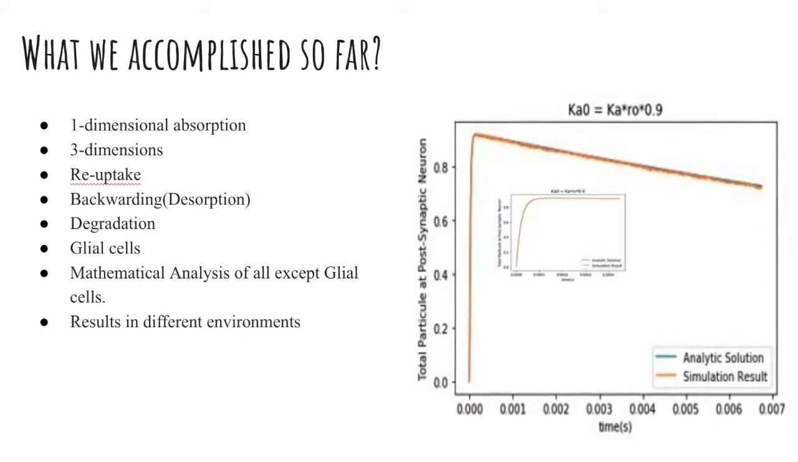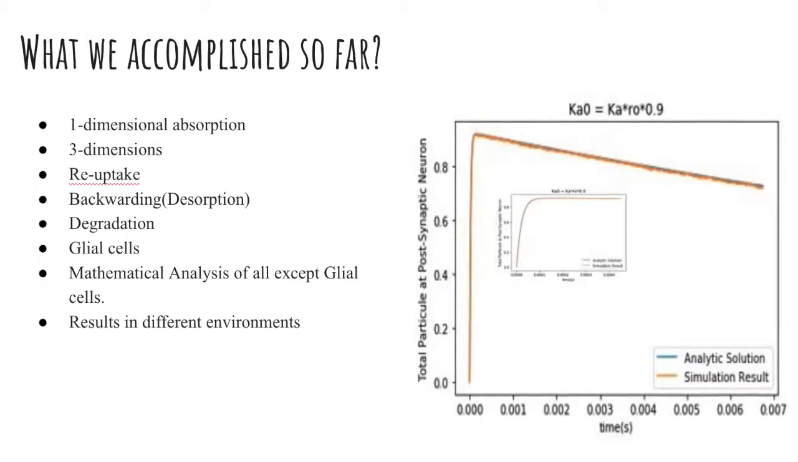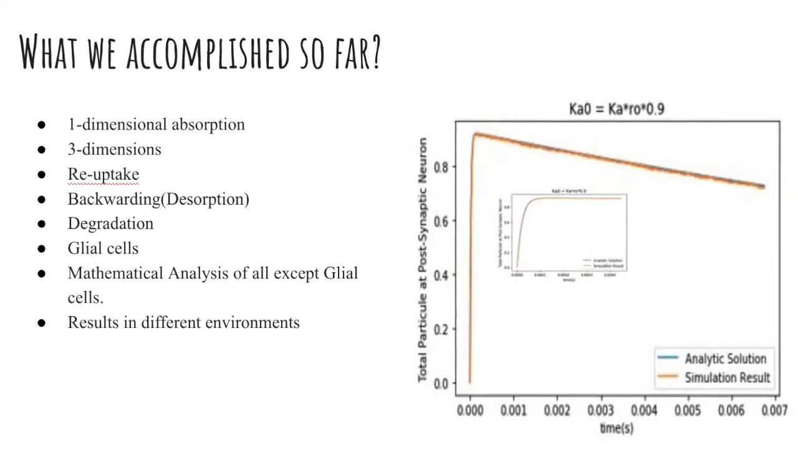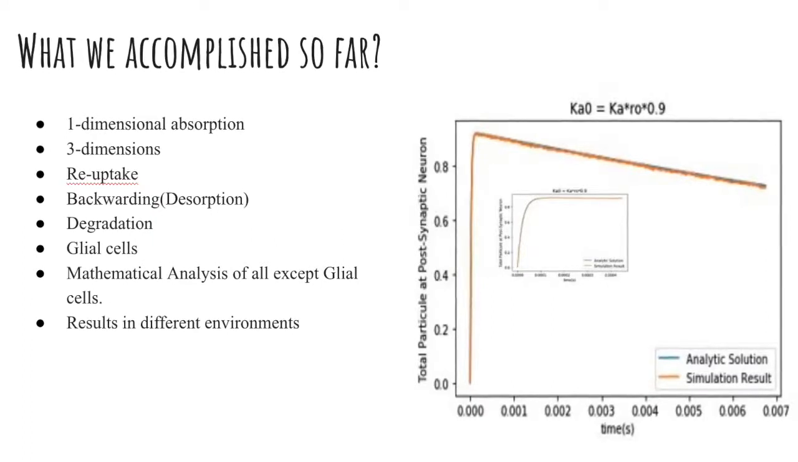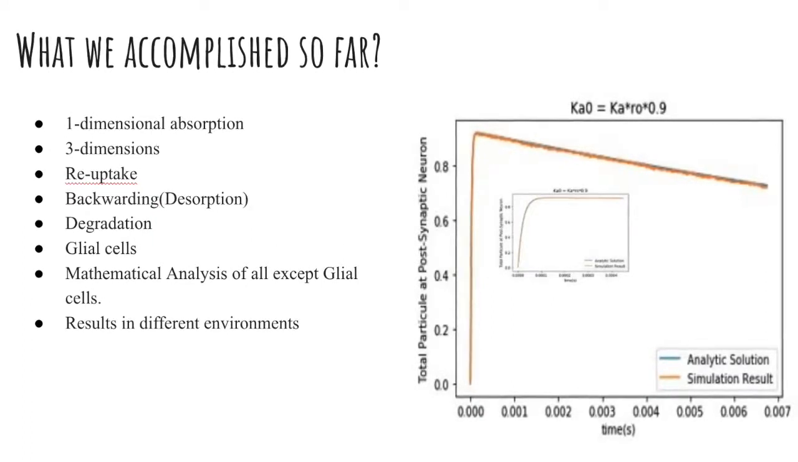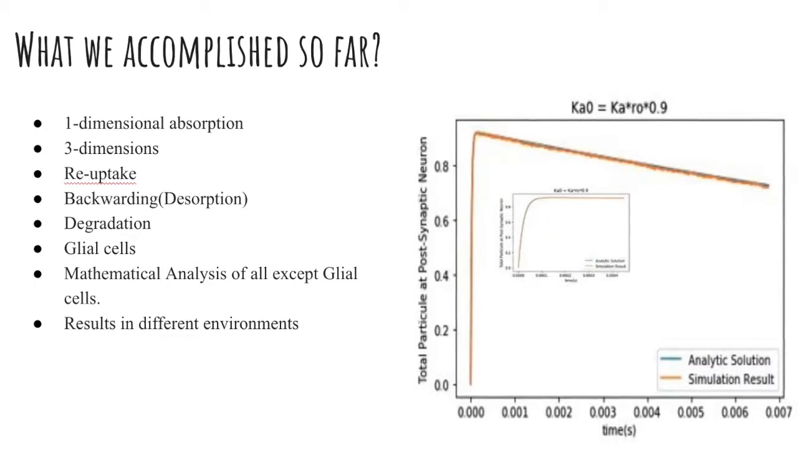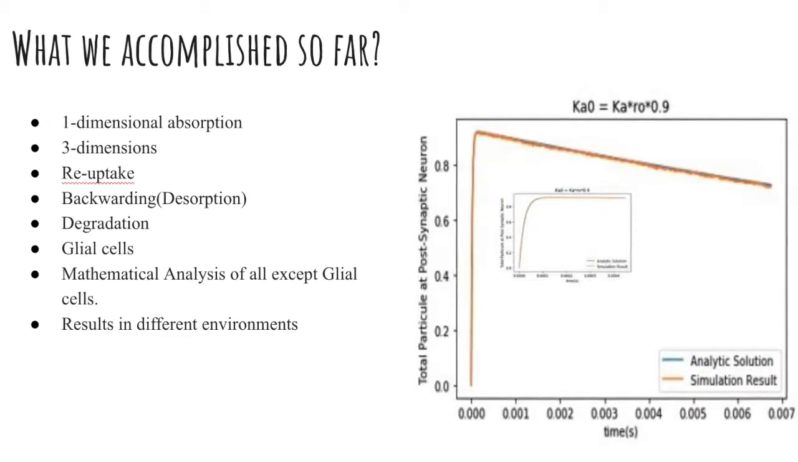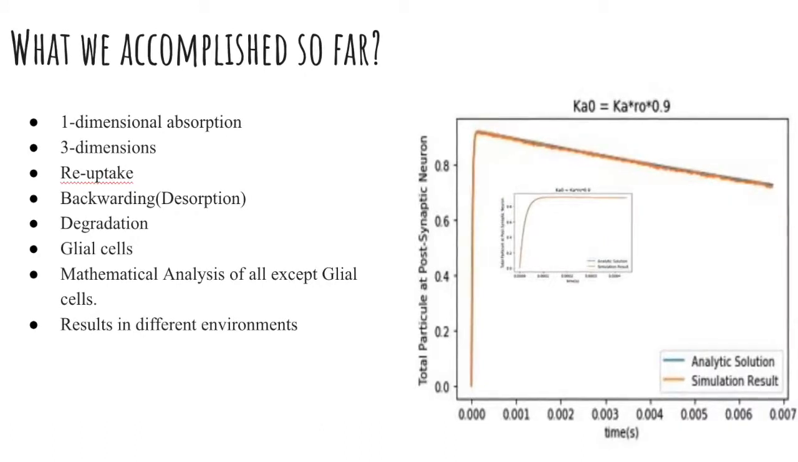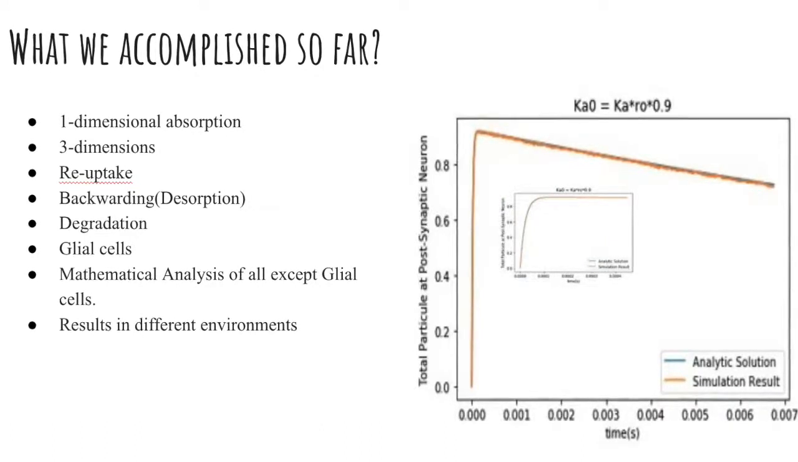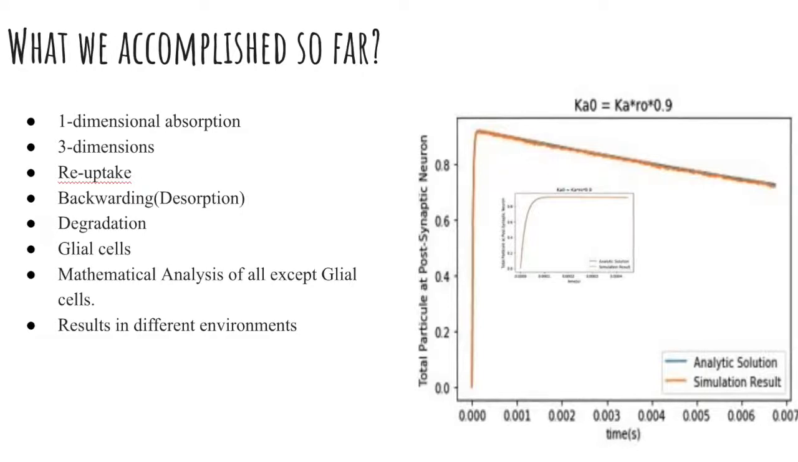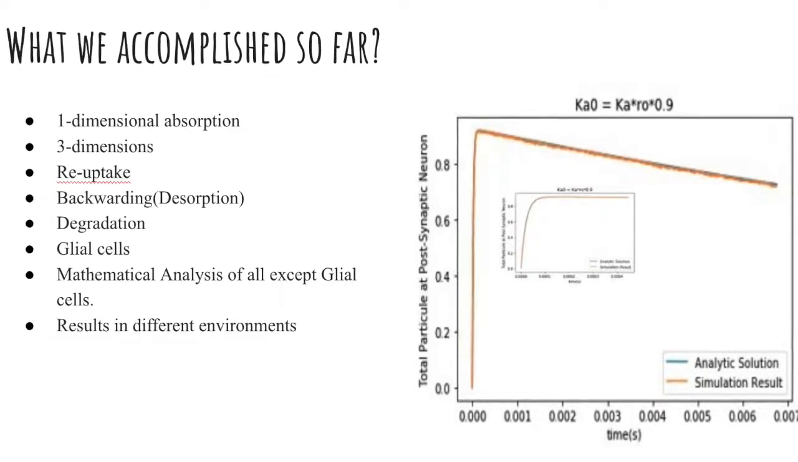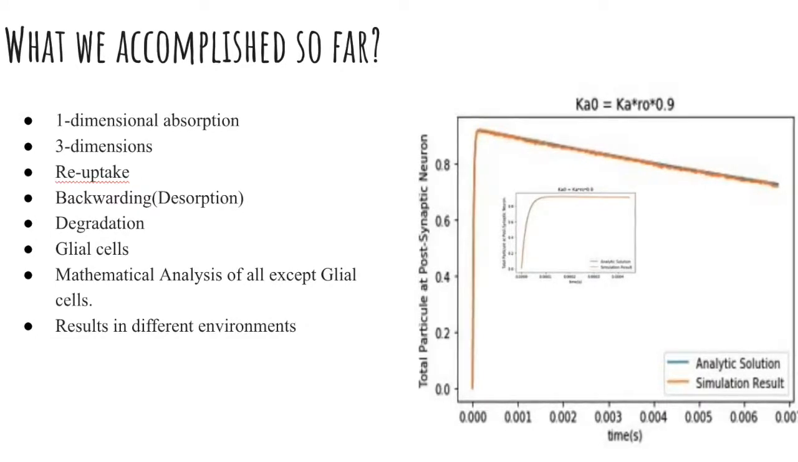If I want to define them here, desorption is the capability of the postsynaptic wall to release molecules it has absorbed. Reuptake mechanism is the absorbing capability of the presynaptic cell. Degradation is destruction of molecules in the channel by enzymes. And glia cells are cells inside the walls of the synaptic channel. Also, the mathematical analysis of the model took time.